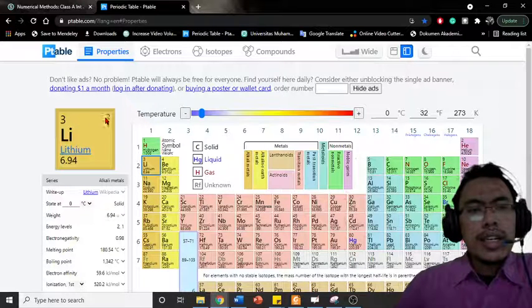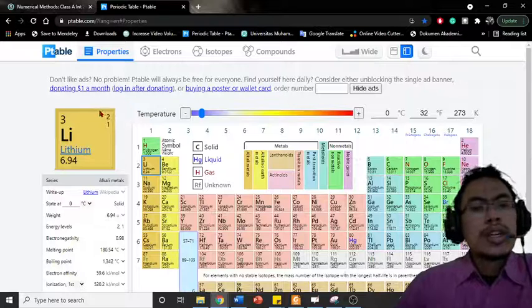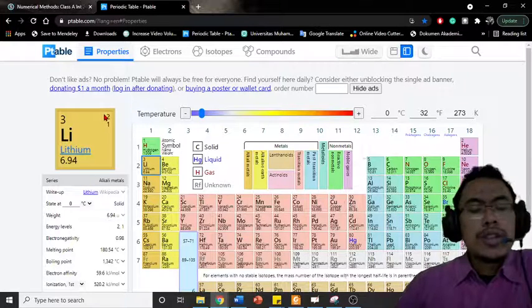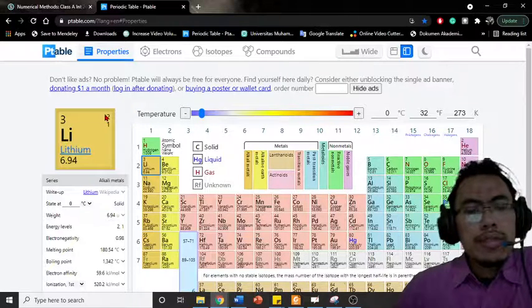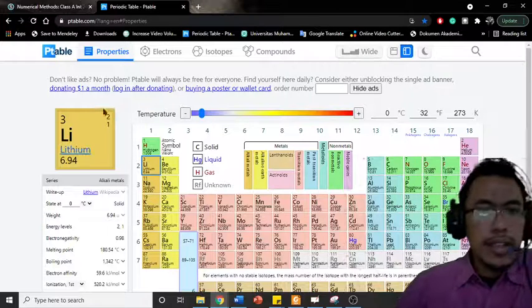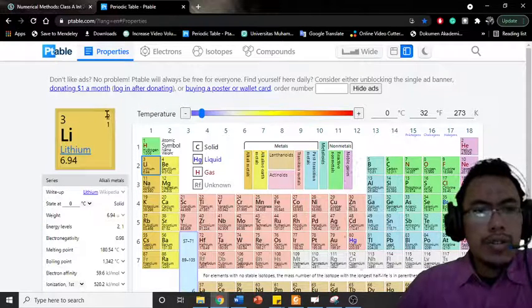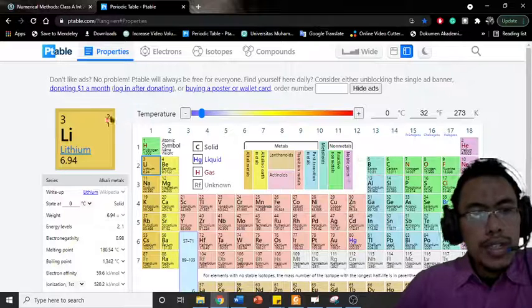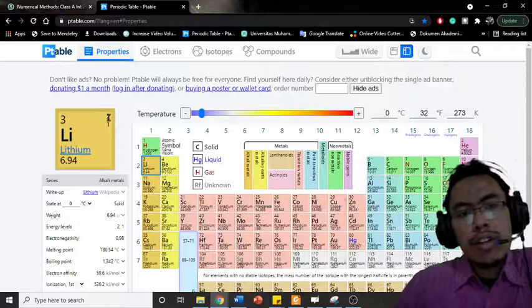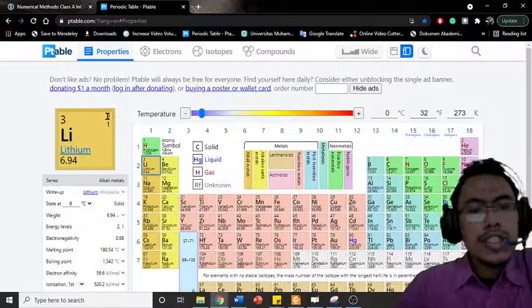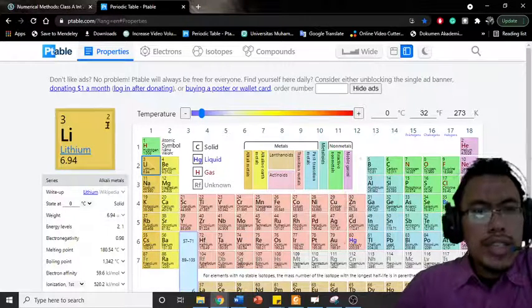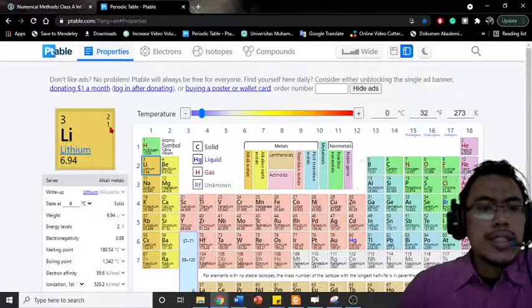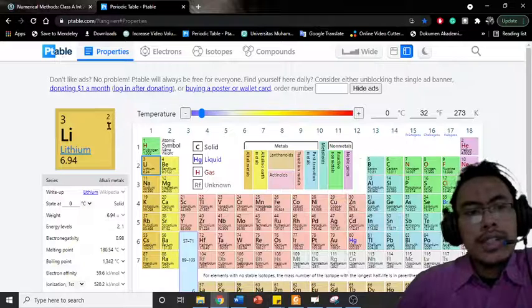So as you can see on the symbol here, on the upper right in this area, you can find the numbers 2 and 1. The first number here indicates the number of electrons in the first shell, and then the 1 here represents the number of electrons in the second shell.